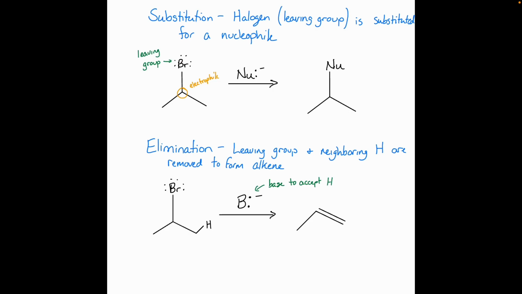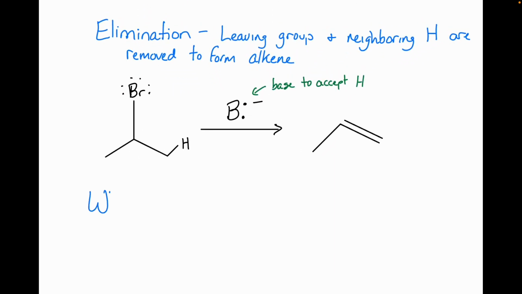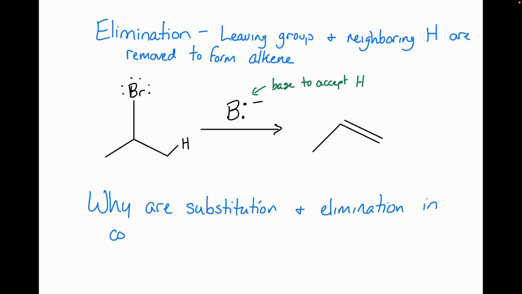So we have substitution reactions for alkyl halides, where if we have a nucleophile in there, it will swap positions with that leaving group, that halogen. Or we could have elimination reactions. If we have a base in there, it's going to pull off a hydrogen and our leaving group, and that will leave us with an alkene. So why are substitution and elimination in competition?